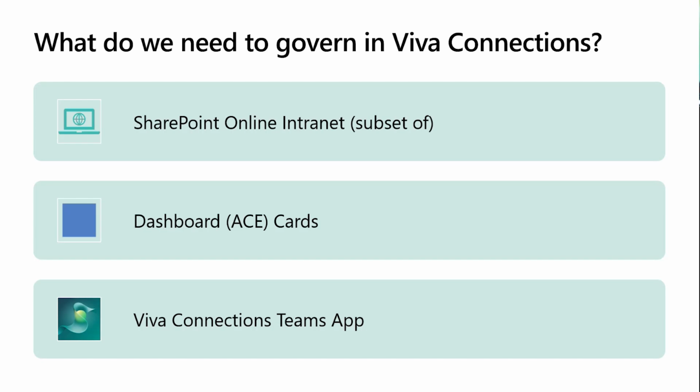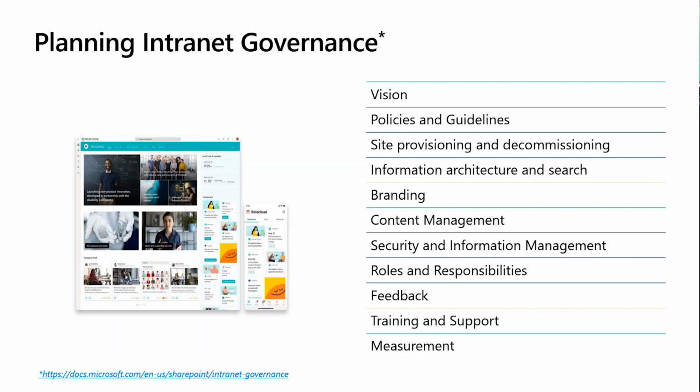So when we think about governance, it's really monitoring and controlling, and so we think about what are the things we need to govern. It's really three things. It's a part of our SharePoint Online intranet, so not all of your intranet is coming through Viva Connections, but part of it is. It's those dashboard cards, and then it's our Viva Connections Teams app. So we're going to walk through each of these briefly to talk about the key things.